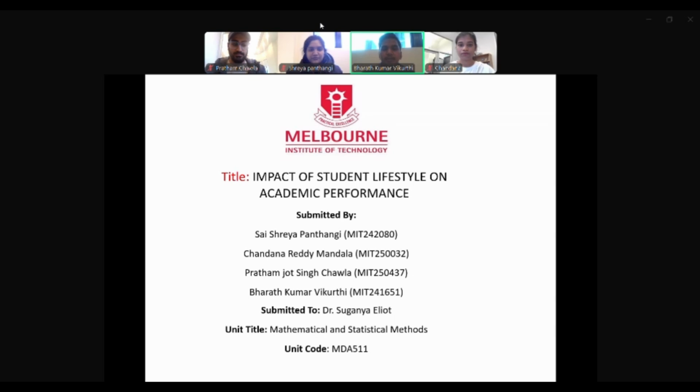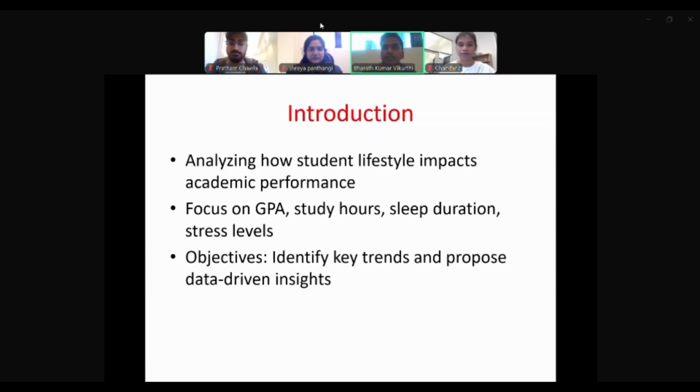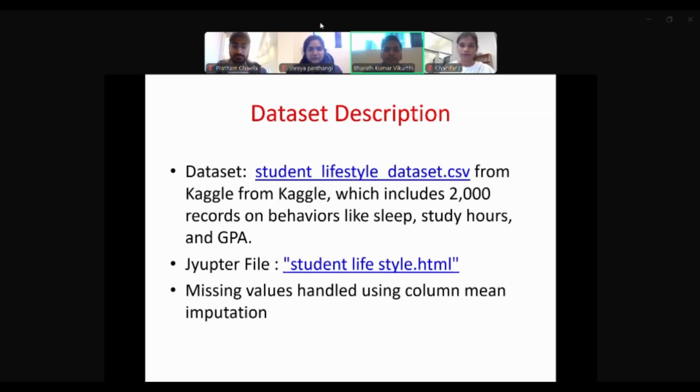Our assignment title is Impact on Student Lifestyle and Academic Performance. Coming to the introduction, we wanted to analyze how different lifestyle habits like sleep, study hours, and stress affect students' GPA. This can help schools and students make better decisions for academic success and well-being.